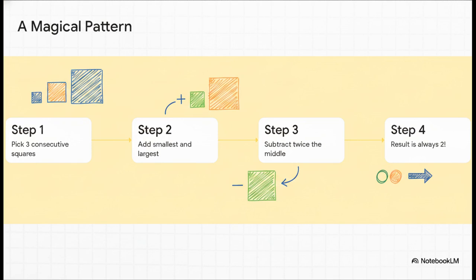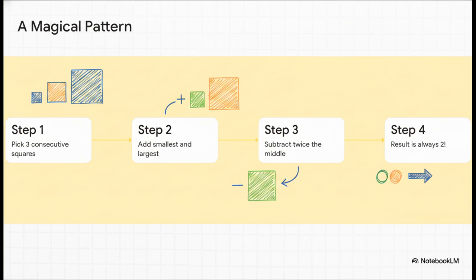Try this wild trick with me. Step 1, pick any 3 consecutive square numbers. Let's start small, say 1, 4, and 9. Now, Step 2, add the smallest and the largest squares together. So 1 plus 9 gives us 10. Step 3, subtract twice the middle square from that sum. Our middle square is 4, twice that is 8, so 10 minus 8. Step 4, boom, the result is 2.